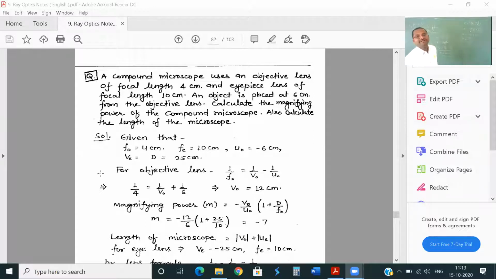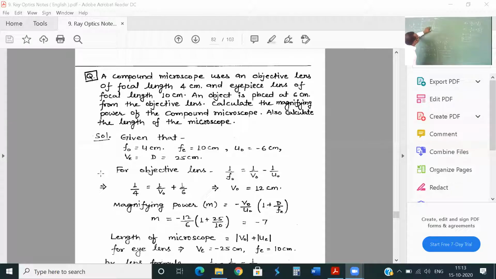Now what we need to find next is the length of the microscope also. Length of the microscope means from here to here. This length we know, this we need to find now. What is this? This is the object distance for the eyepiece. If you find this, add these two, you will get the length of the microscope.